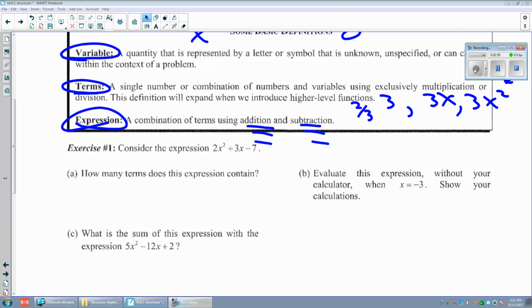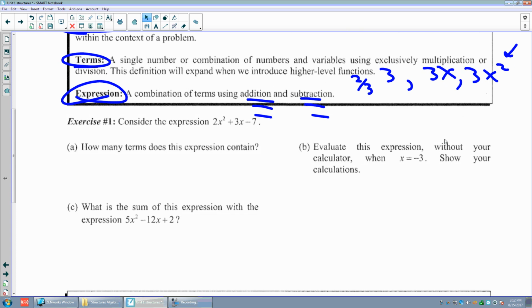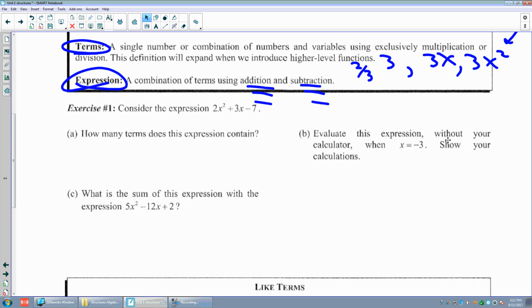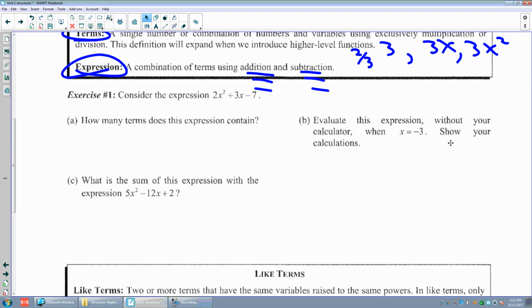Exercise 1, consider the expression. Now that immediately tells us there's going to be addition or subtraction symbols in it. Consider the expression 2x squared plus 3x minus 7. Good, we have addition and subtraction. How many terms does it contain? Well, let's count. Remember that the terms are separated by the addition and subtraction symbols. So since we have 2 addition and subtraction symbols, that must mean that we have 3 terms.